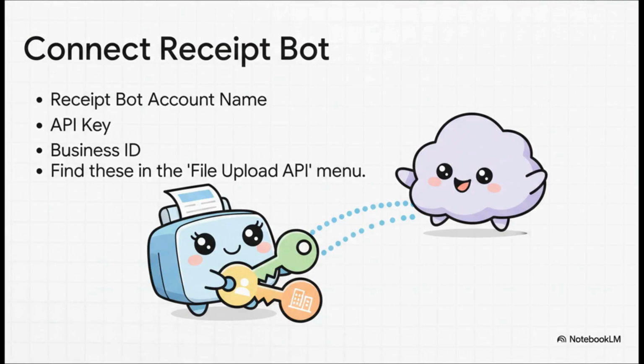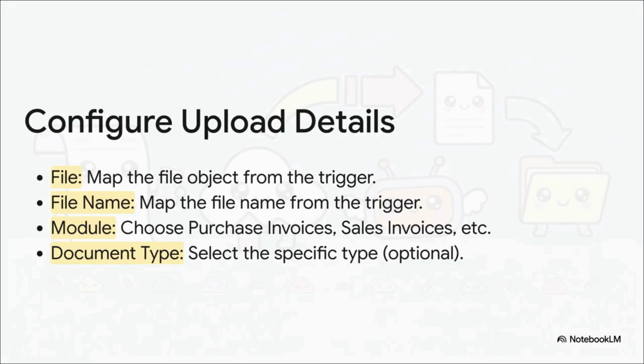Now, to give Zapier permission to do this for you, you'll need 3 little pieces of info from ReceiptBot. But don't worry, you know exactly where to find them. They're on that same File Upload API page we were on before. You just copy your account name, API key, and business ID, and you paste them right into Zapier. Simple as that.